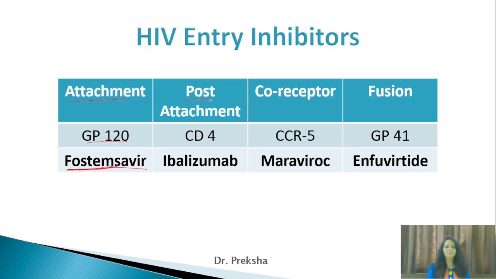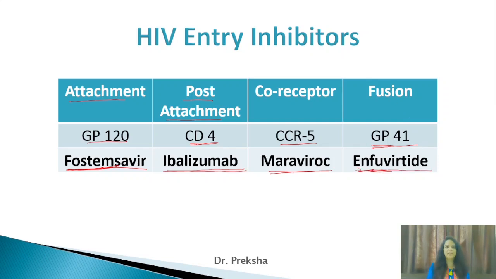Second step, post attachment, that is after binding of GP120 to CD4. The drug which inhibits this target is ibalizumab. So, I bind after attachment, that is ibalizumab. The CCR5 co-receptor is targeted by maraviroc. Glycoprotein 41 is targeted by enfuvirtide, a fusion inhibitor.